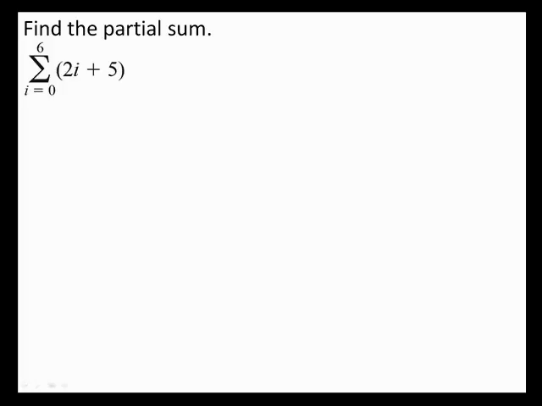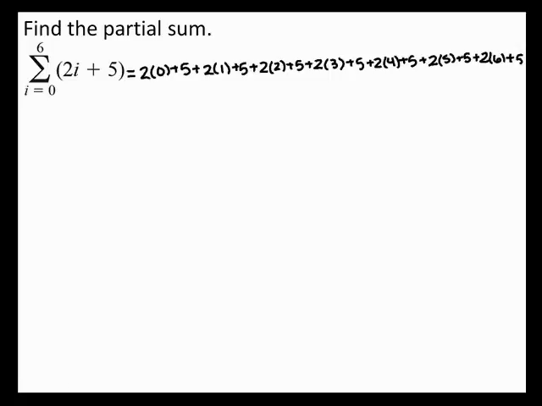Find the partial sum, the sum from i equals 0 to i equals 6 of 2i plus 5. Beginning with i equals 0, substitute the number into 2i plus 5. Add the next consecutive substitution until i equals 6. Simplify 2 times 0, 2 times 1, 2 times 2, 2 times 3, 2 times 4, 2 times 5, and 2 times 6.